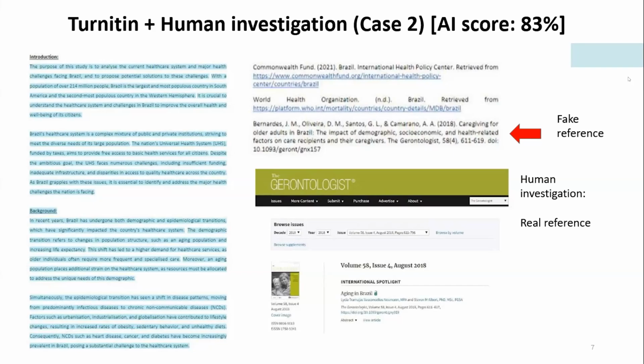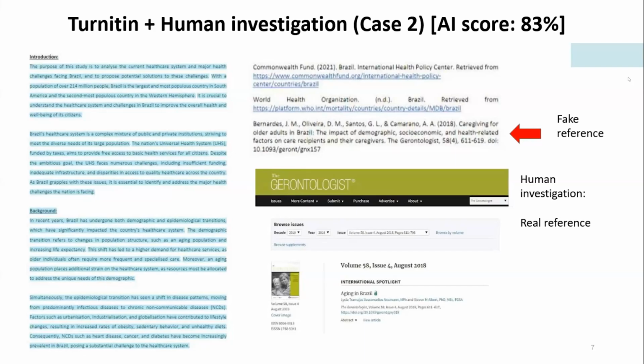But when I also checked the references, they were not highlighted by the engine as fake. But when I went through the reference list, I found one journal article title that I had doubt about. The students were asked to write a report on the healthcare system in Brazil, but it's nothing related to caregiving. Somehow the student provided a journal article title related to caregiving. So I suspected whether the journal article was real or not.